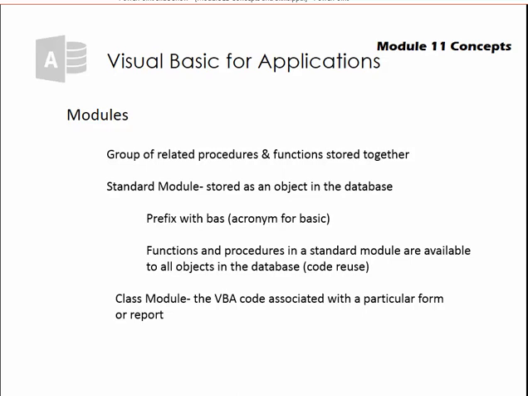Class modules are the VBA that is associated with a particular form or report. For example, a form might have an onload event, a before update event, a function that applies to that form only, and several buttons that have on-click events. All of the code for those sub procedures and functions will be contained in that form's class module. As such, these procedures and functions are only available to that form. They're referred to as local or private procedures.